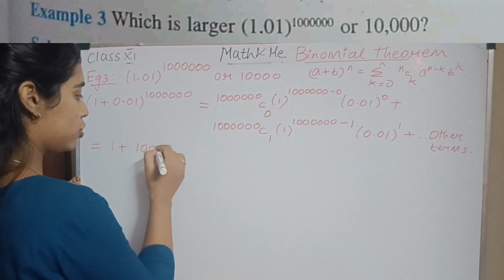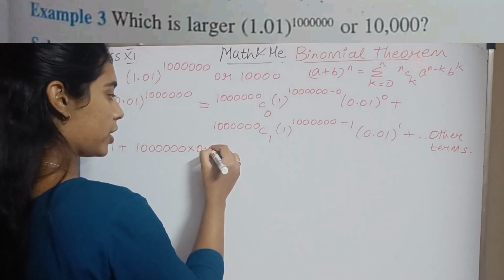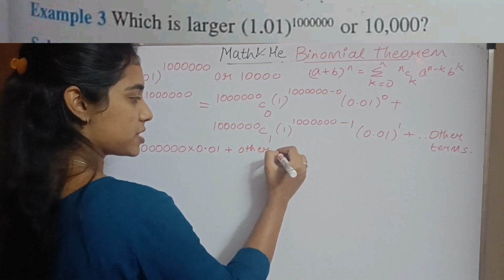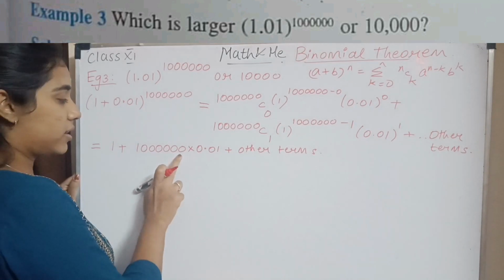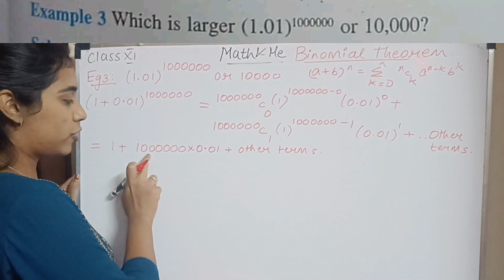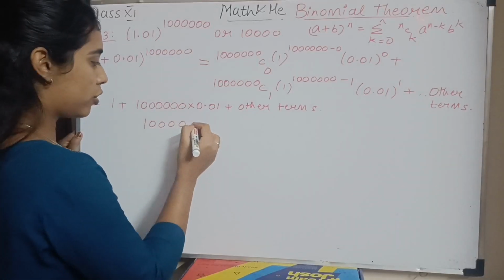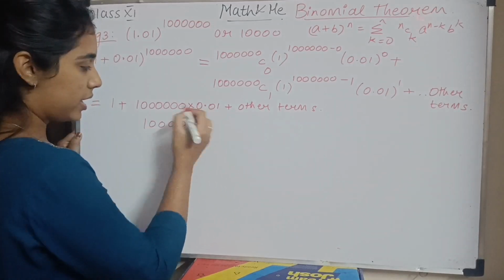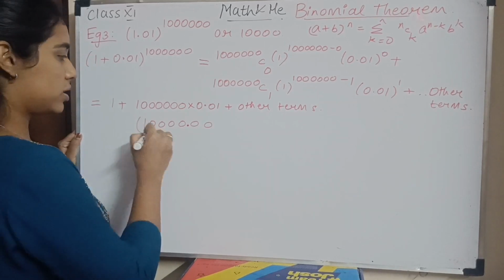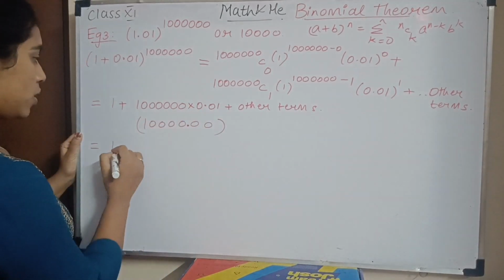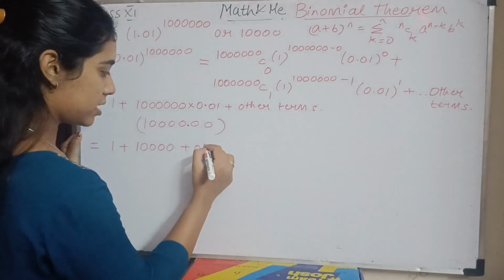What is your n? 1,000,000 times 0.01 to the power 1, which is 0.01, plus other terms. Okay, what is this term? 1 followed by 6 zeros times 0.01, which is nothing but 1,000,000 times 2 decimal places. So I have 1 followed by 4 zeros, 10,000. Other than this term, so what do I have in total? 1 plus 10,000 plus other terms.